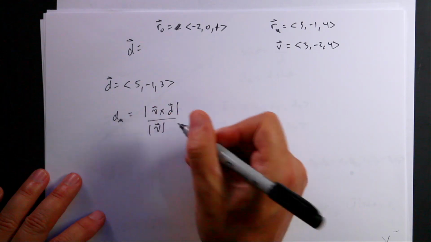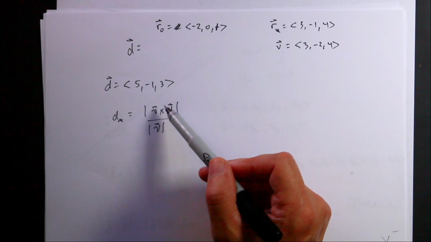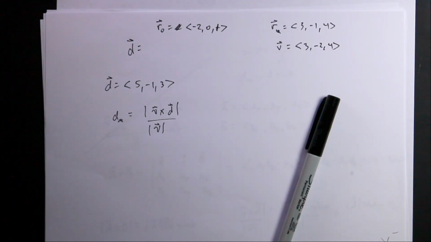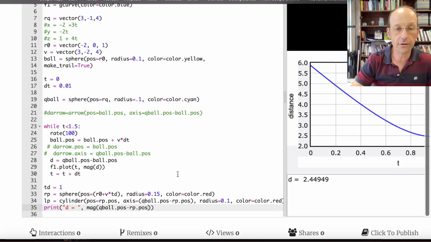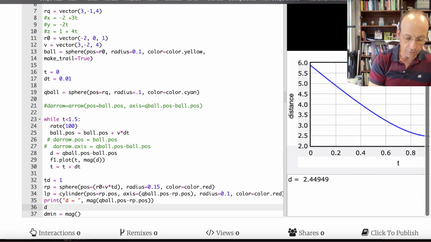Now, I'm going to actually do this in Python because I have V and I have D, and the cross product isn't that much fun. I want to show you how powerful Python is. So let's switch over here to the computer view. Okay, so I have the vector V already. So let's say d min equals the magnitude. I need the vector D, so let's call it D0. D0 is equal to RQ minus R0.